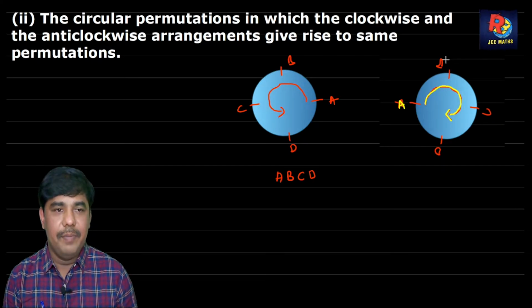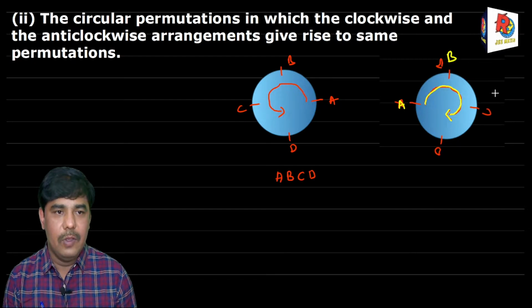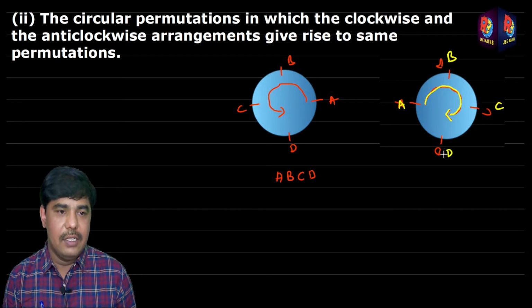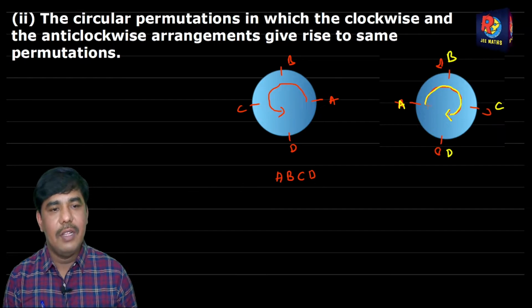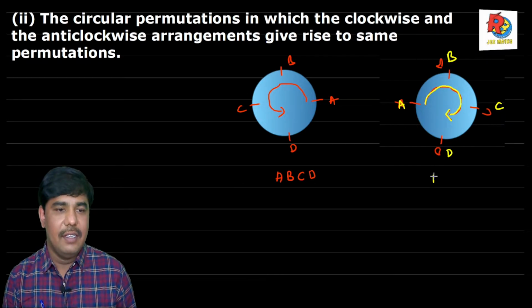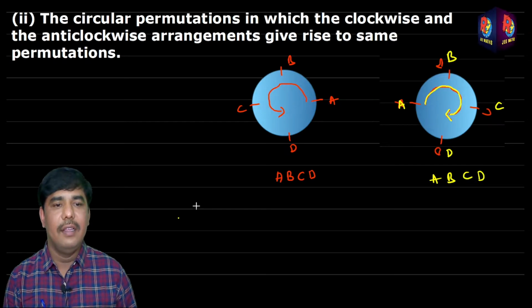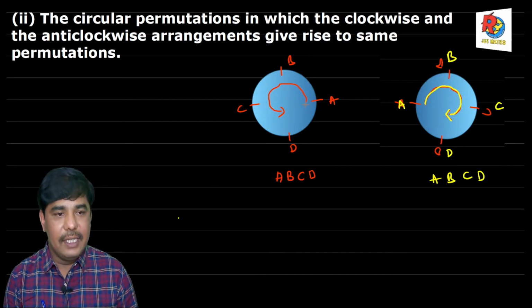And this is A. A is the same. And this is B, this is C, and this is D. You can observe this. What is the direction? A, B, C, D only. If I rotate, then what will happen? The anti-clockwise direction will be the clockwise direction.